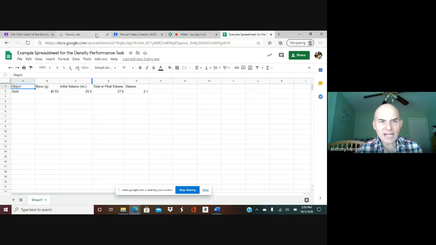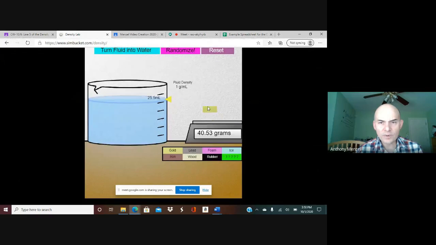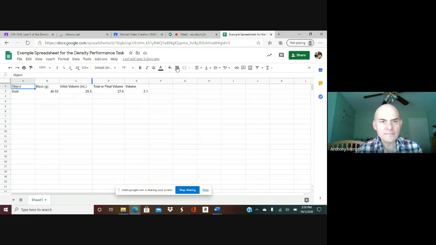Then when we put the actual gold object, that's 40.53 grams, in the water, we can get the volume of that gold object. So first we get the final volume or the total volume there, and that's 27.6, and we know our volumes are in milliliters. To find the volume of that object, we're simply subtracting the final volume minus the initial volume, which you can set up in your spreadsheet as a formula: equals, and then put in the numbers. So that's for the gold object.